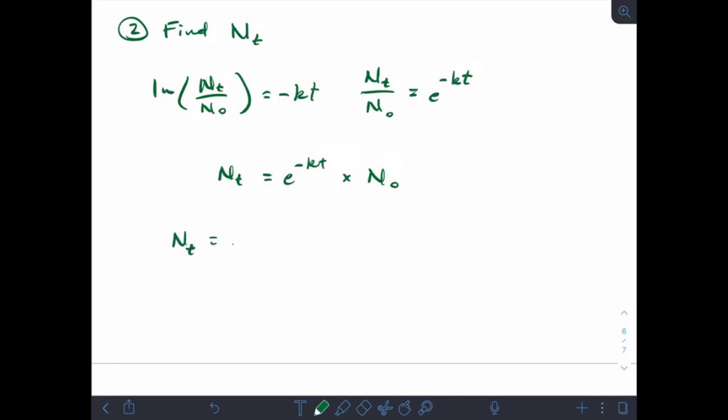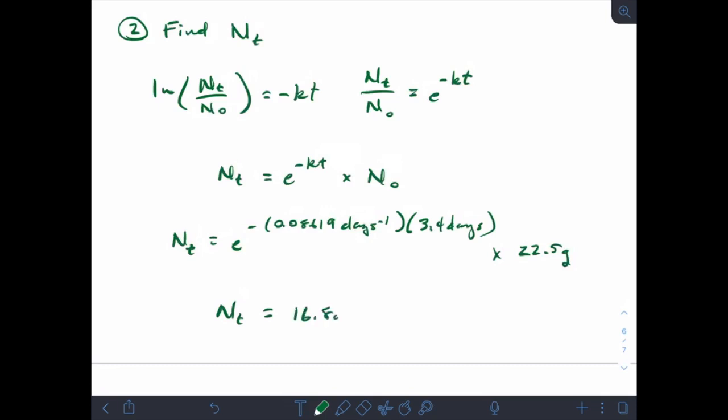So n at time t equals e to the negative 0.08619 inverse days times 3.4 days, times 22.5 grams, which is our initial amount of material. Plug through that little bit of calculation and we'll find that the amount of material left after 3.4 days is 16.8 grams.